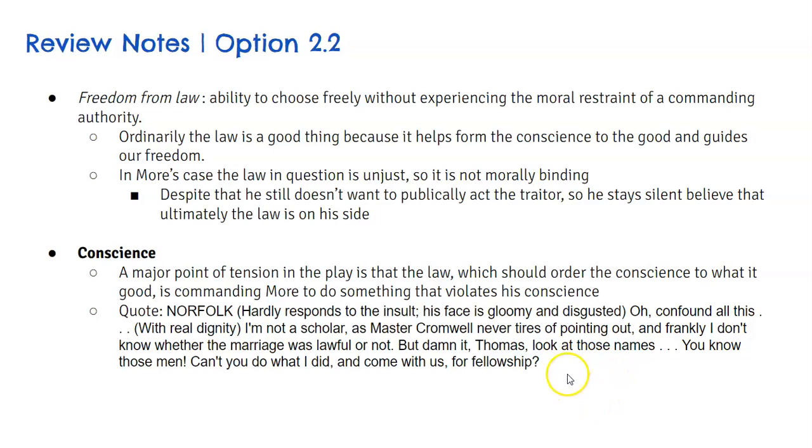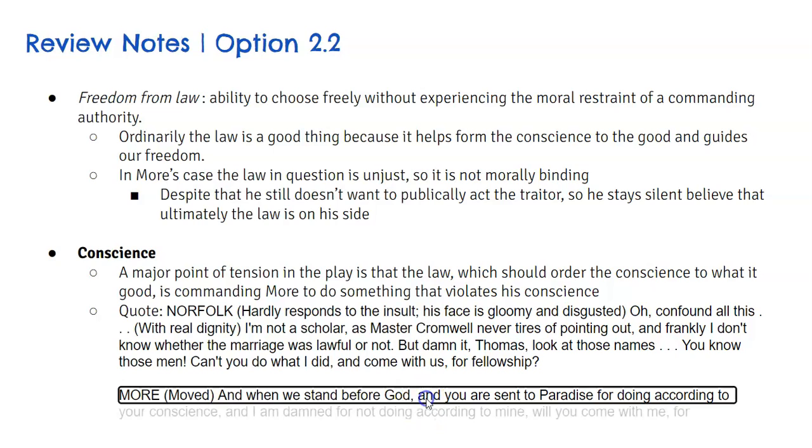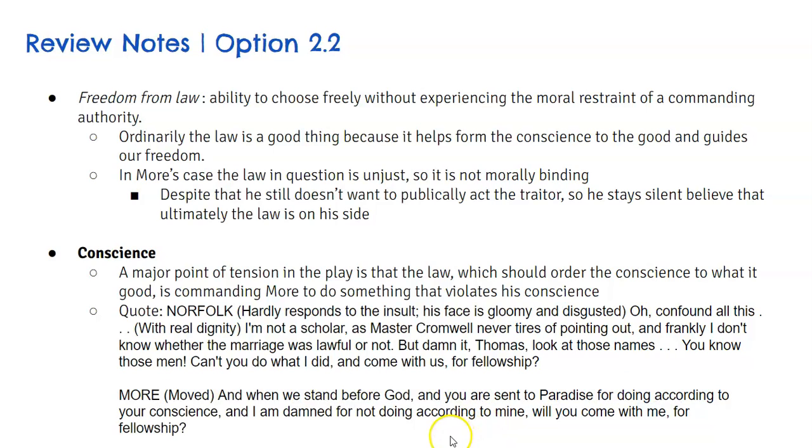So ultimately, that's kind of a rationalization. He's like, just everyone else signed it. Just sign the thing. And Moore replies, "And when we stand before God and you are sent to paradise for doing according to your conscience, and I'm damned for not doing according to mine, will you come with me for fellowship?"